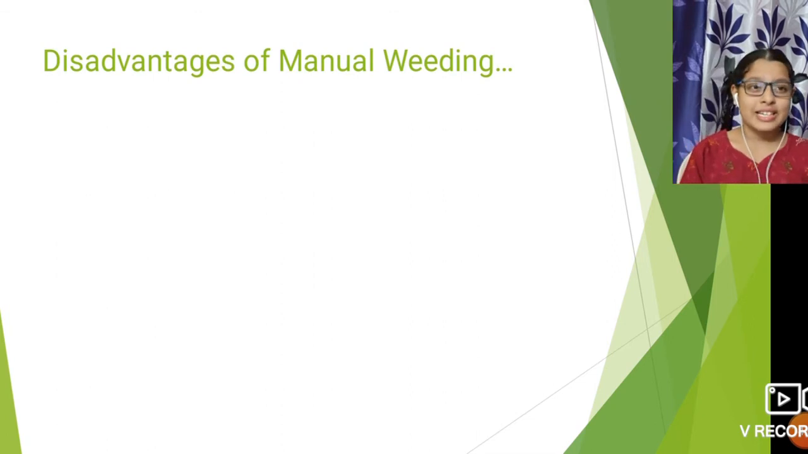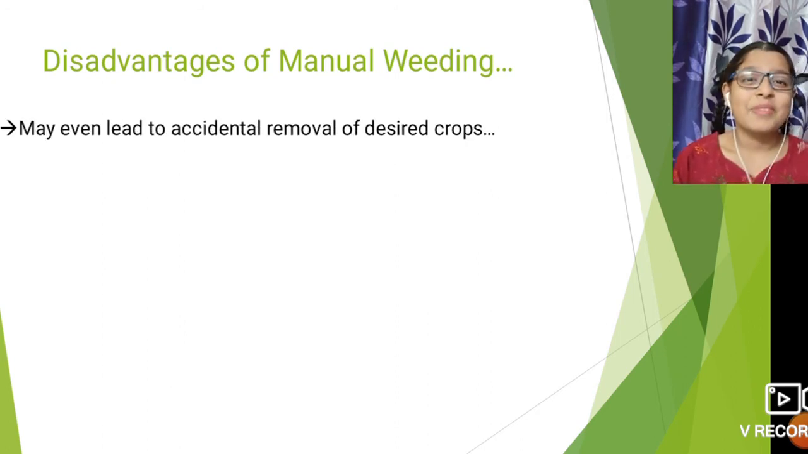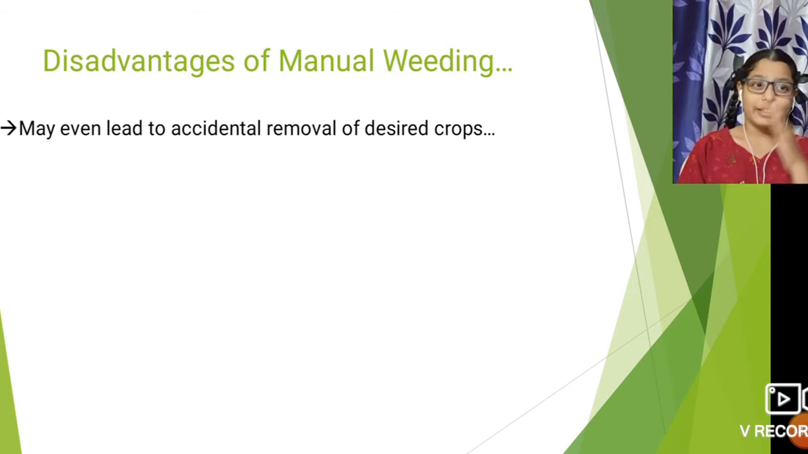Okay, so now coming to the disadvantages of manual weeding, or negative impacts of manual weeding. The first disadvantage is that it may lead to accidental removal of desired crops. Yes, I have discussed it before. Accidentally or unexpectedly, these implements may cut down the desired crops. Desired crops are nothing but the necessary or healthy crops like wheat, barley, fruits and vegetables.